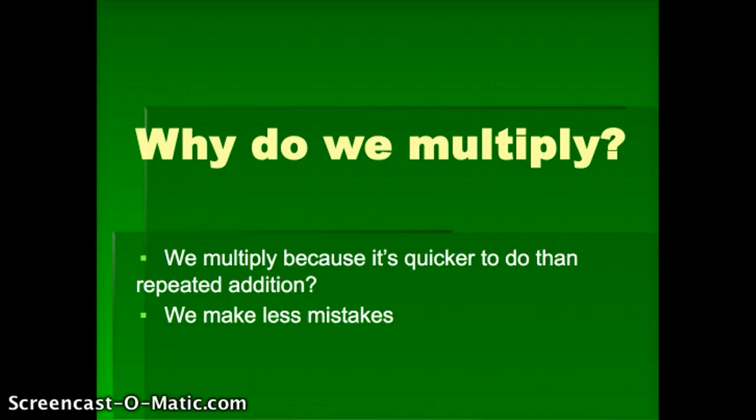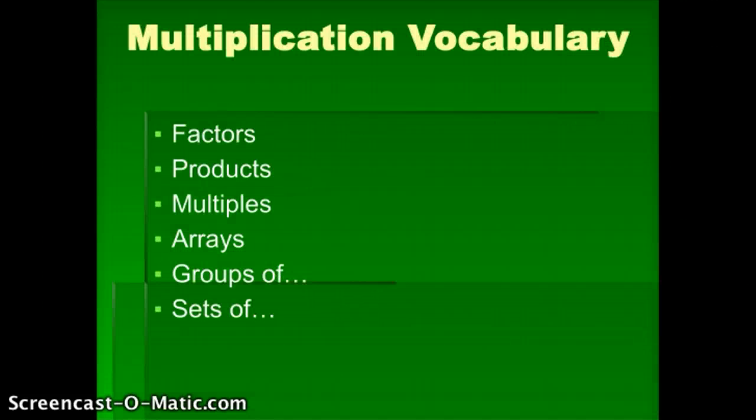it's going to be a lot easier for us to know our multiplication facts to do that than for us to do repeated addition of 86 plus 86 plus 86 plus 86, etc. Also, because we know those facts and we're not doing so many calculations in our head, we're going to make less mistakes. So what is our multiplication vocabulary that we're going to be using?